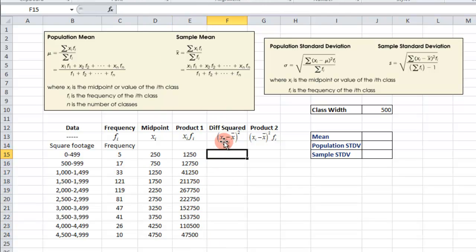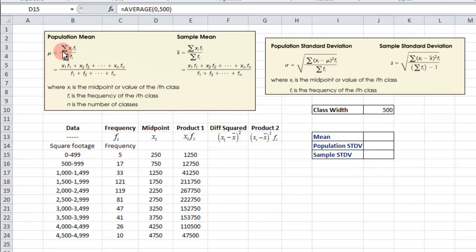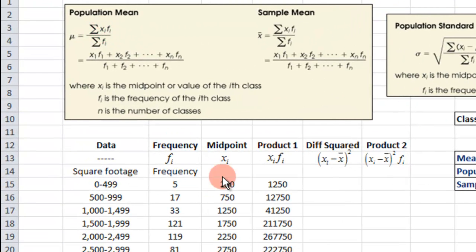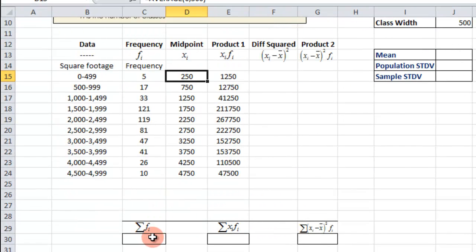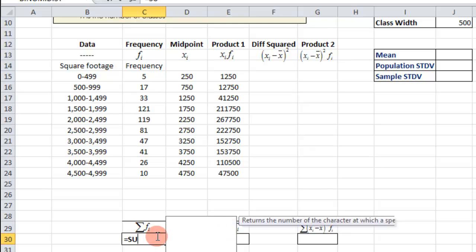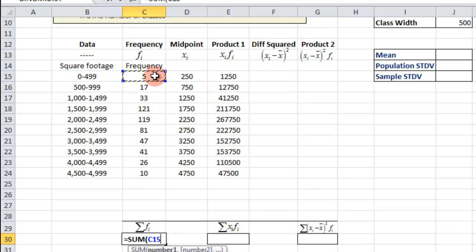All right, continuing on, now we want this value minus the mean. Well, it looks like we need to find the mean. So let's look at the mean. It's the sum of the x_i f_i, so it's the sum of this product divided by the sum of this. Okay, so I'll scroll down there. I have that all set up and ready. Just got to type in the information. So the sum of all of these.